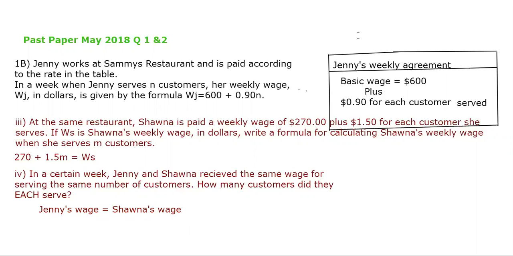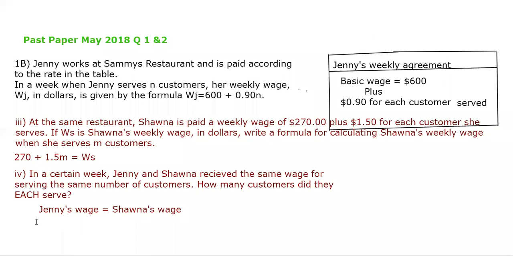Good? That's the basic idea that we should have in our heads. Let me go again. Now, in a certain week, Jenny and Shauna receive the same wage, meaning that it's equal, right? For serving the same number of customers. So therefore, if they both serve the same number of customers, then you get one number. Good? To signify the amount of customers. And we would like to say that they receive the same wage. So therefore, Jenny's wage is equal to Shauna's wage. The two equations represent the wage, right? Good. So let's write these two equations.